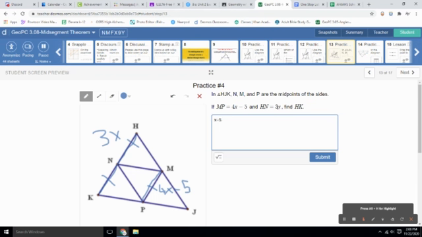However, it's asking us to find the length of HK, which should be all of this. So if this is 3x, then this side must also be 3x. So HK is equal to 3x plus 3x, which would give us 6x, which is the same as 6 times 5, since we know the value of x, which would be 30. Okay.